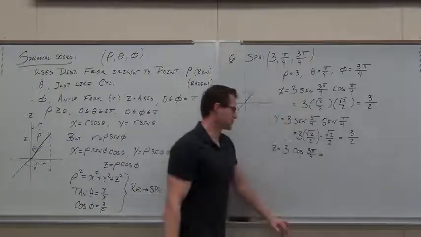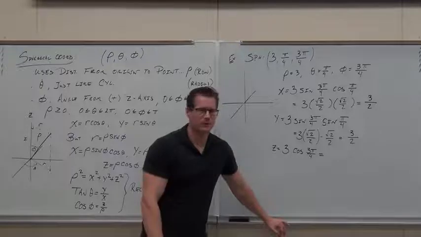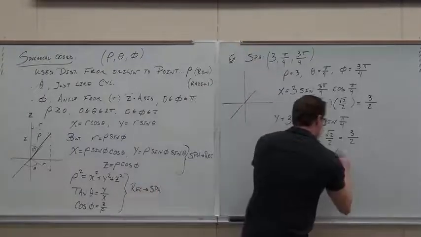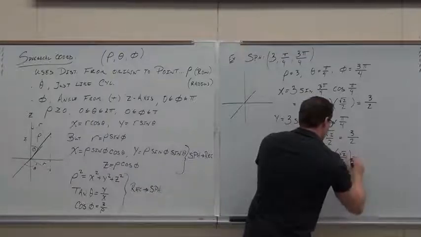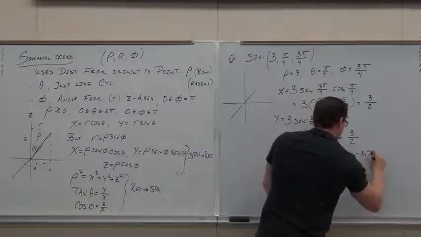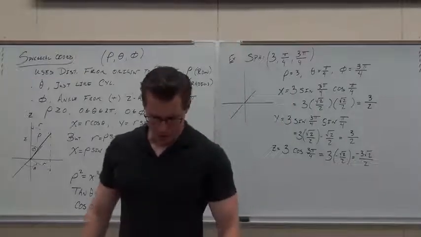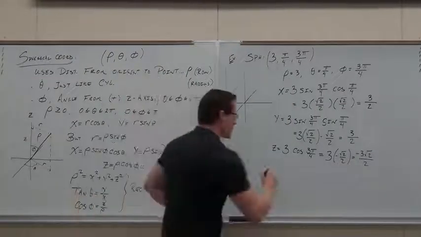Sorry, I digress. 3 times, what is cosine of 3 pi over 4? Negative. Oh my gosh, negative, just like we wanted. So 3. Do I have an x coordinate? Yes. Do I have a y coordinate? Yes. Do I have a z coordinate? Yes. So we write the rectangular.